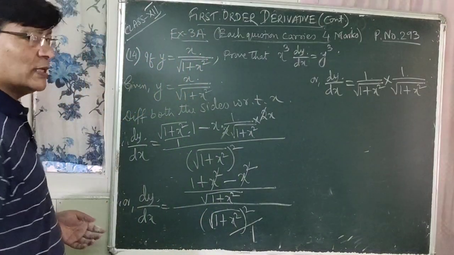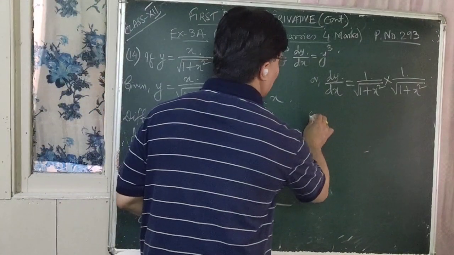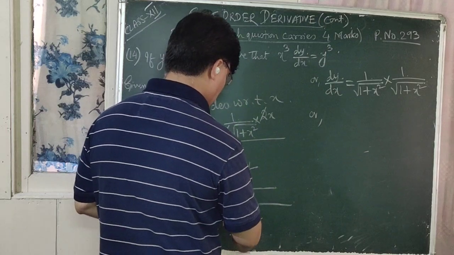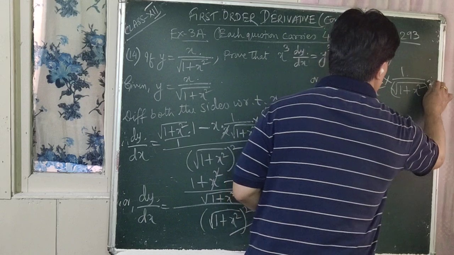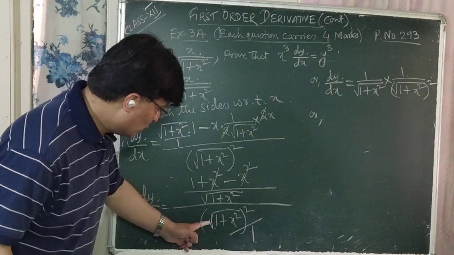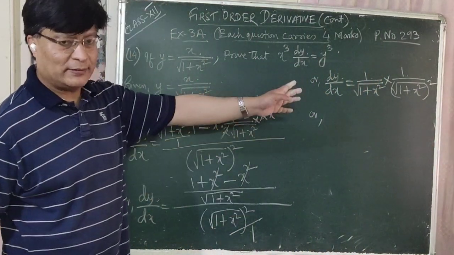So I think you have understood it. Or what is the value for it is 1 upon, it is root over this whole square, isn't it? That is within square root 1 plus x square, whole square is there.